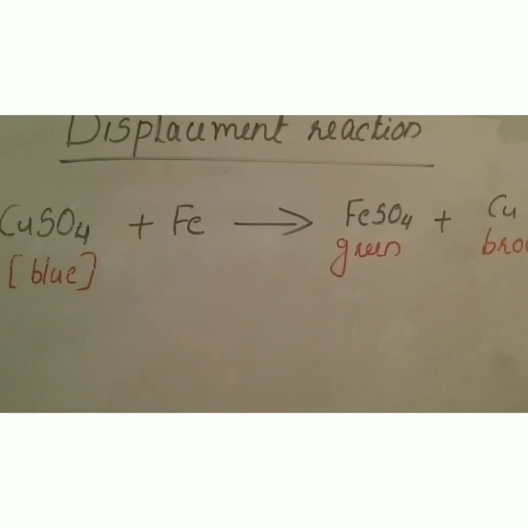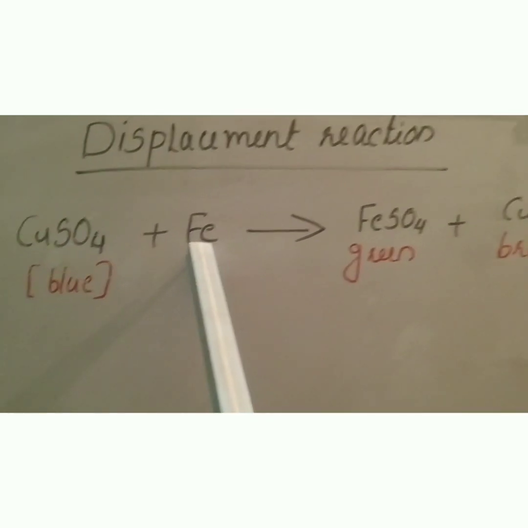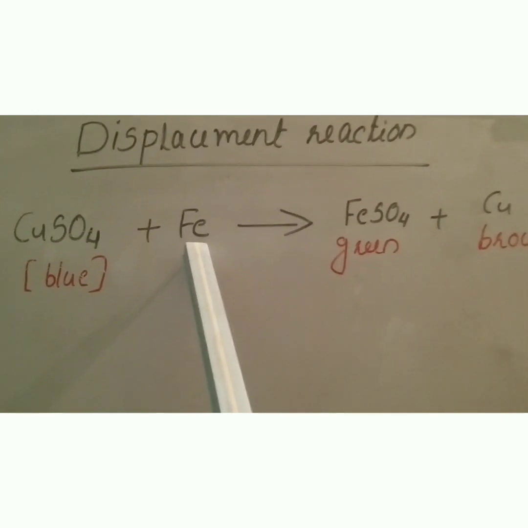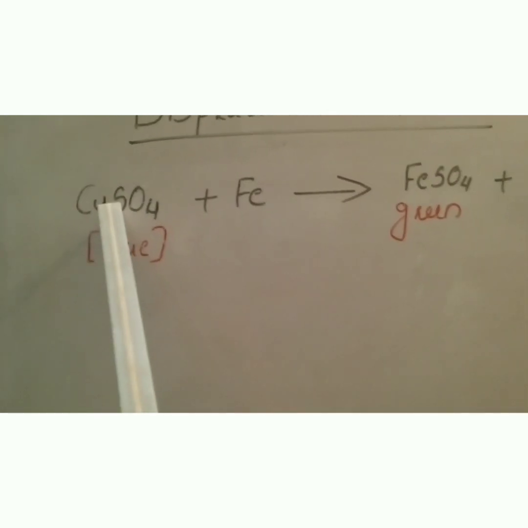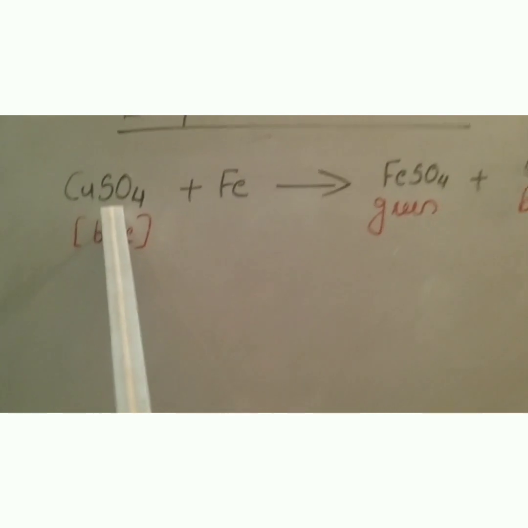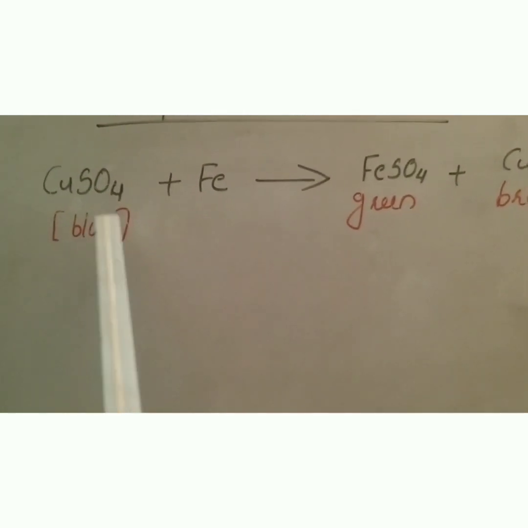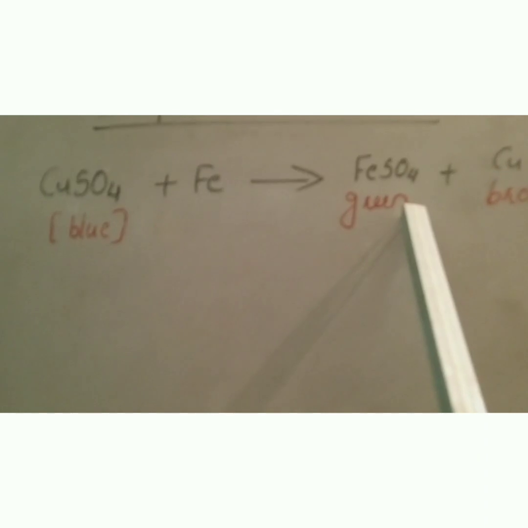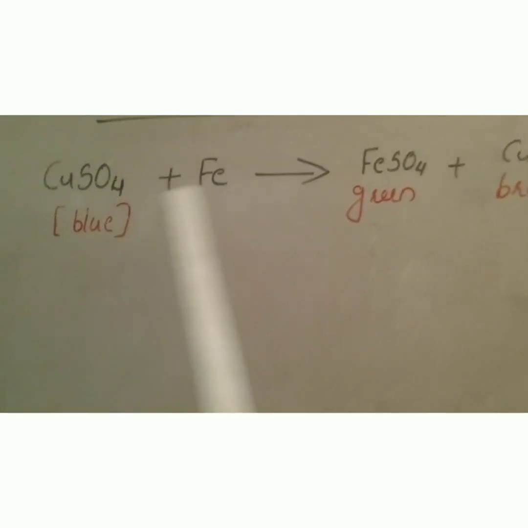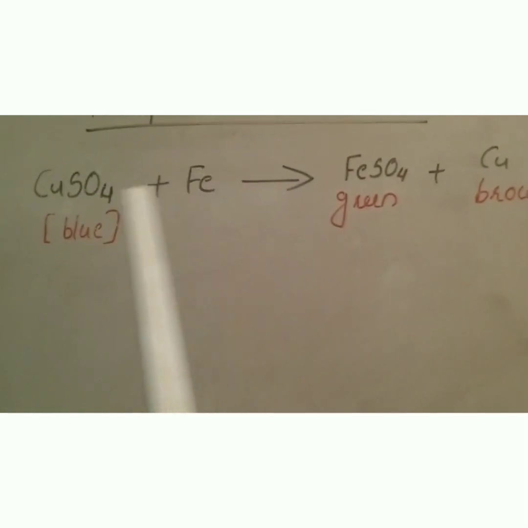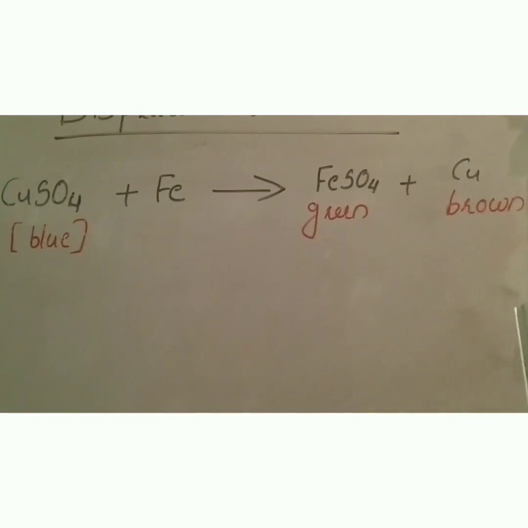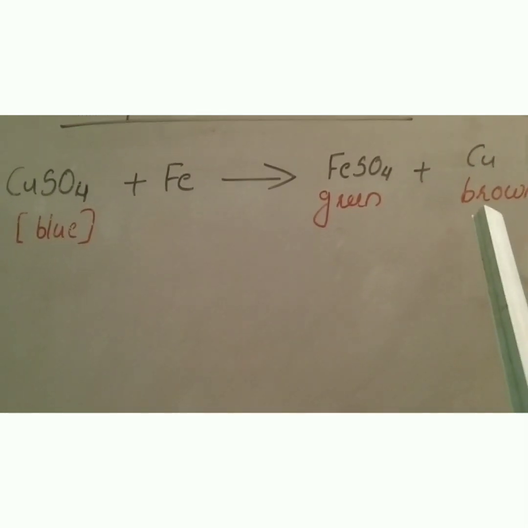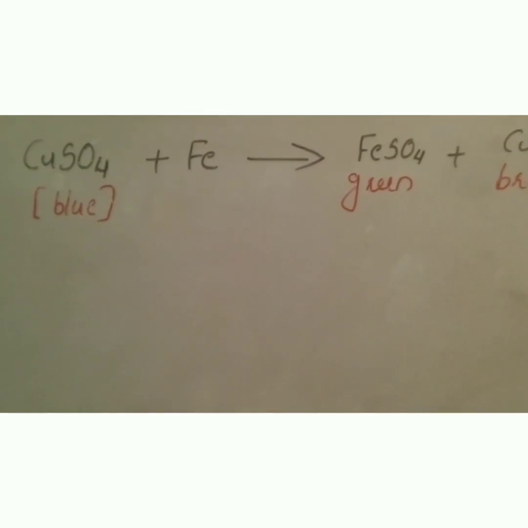This is because iron is more reactive or more powerful than copper. So, the more reactive iron displaces copper from copper sulfate. In this way, copper sulfate changes to iron sulfate. As a result, the blue color changes to green. Then, the displaced copper will deposit on the surface of the iron nail. So we can observe a brown deposit formed on the iron nail.